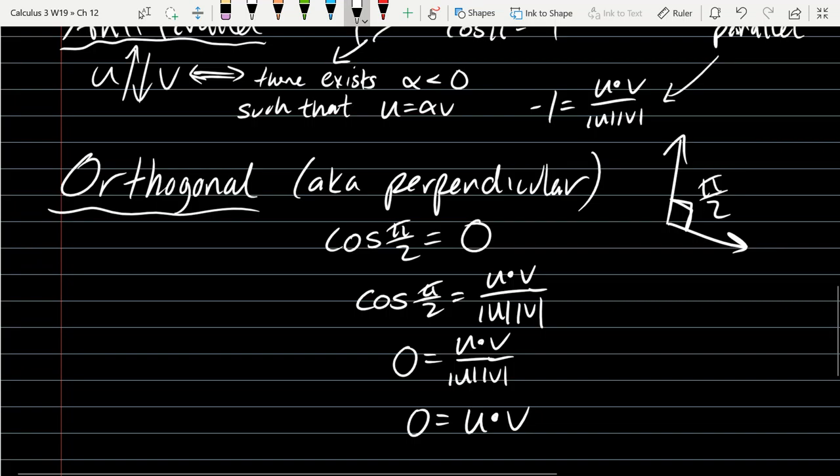So that's a much faster formula for determining if they're orthogonal. This is one that should make it on your cheat sheet. If the dot product is 0, then u is orthogonal to v. And our orthogonal symbol is an upside down T.